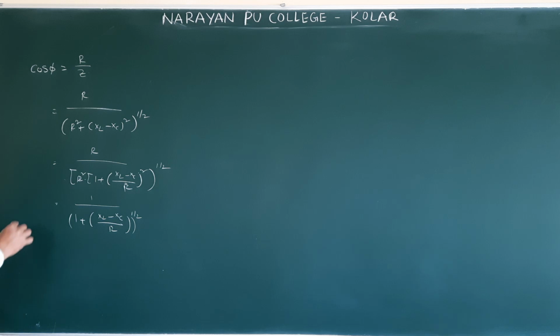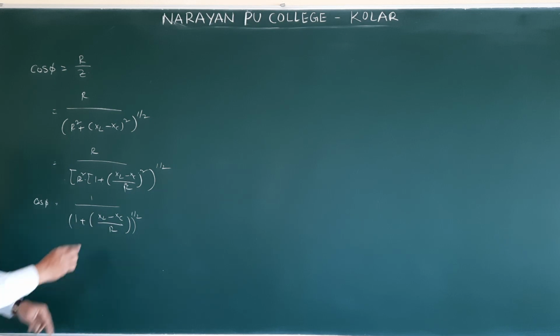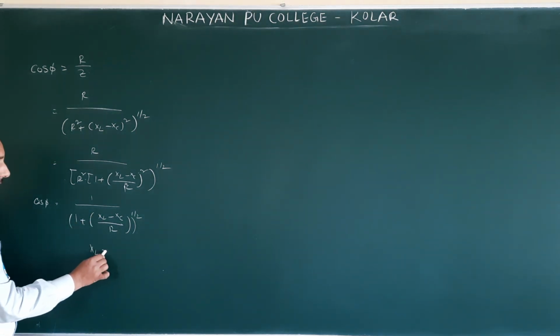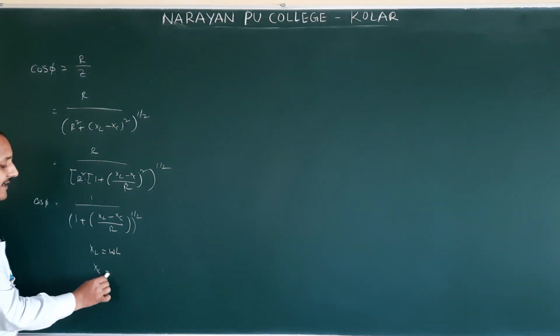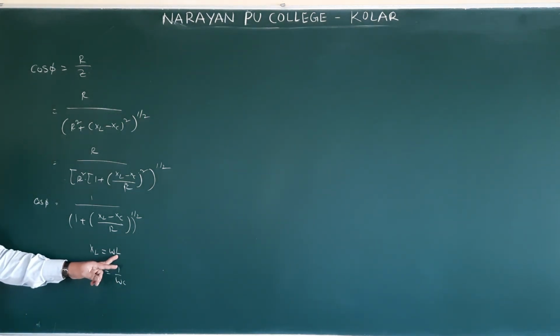If you want to increase cos phi, note that XL is nothing but omega L, and XC is nothing but 1 by omega C. You have to change either the L value, the inductor value, or the resistor value. That is nothing but option 4. Option 4 is correct.